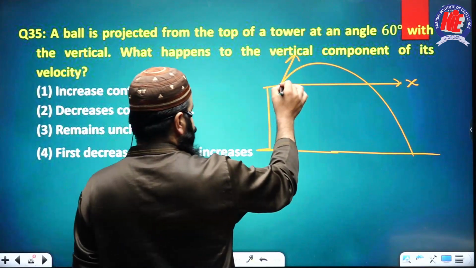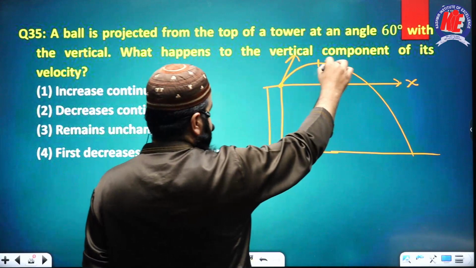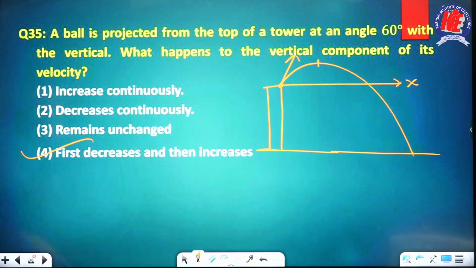My dear, from the point of projection to the highest point, the vertical component will decrease, then it will start increasing, all the way until reaching the ground. So first it decreases, then increases will be the right one.